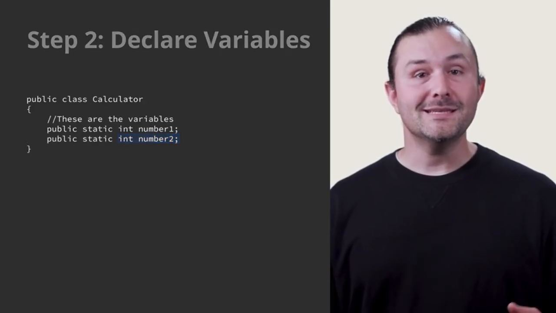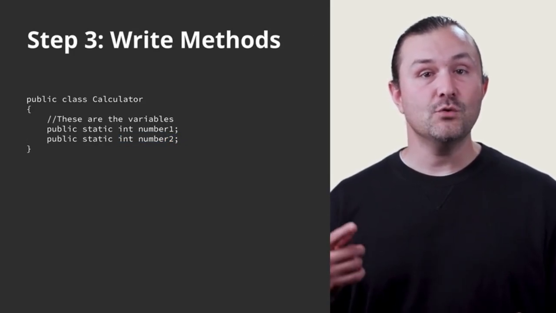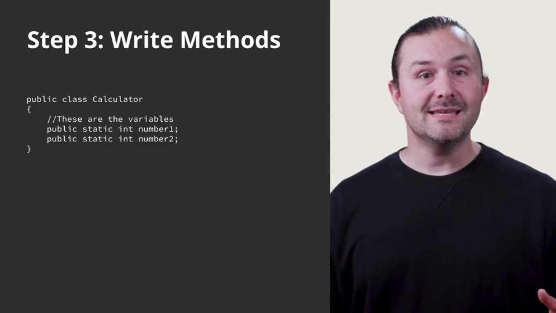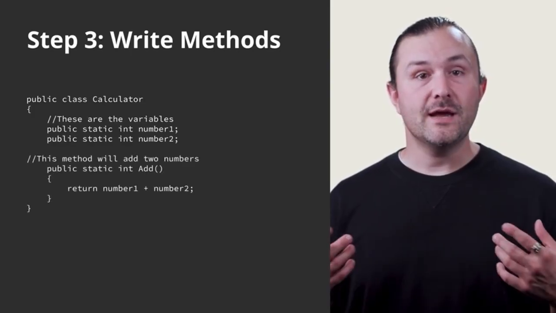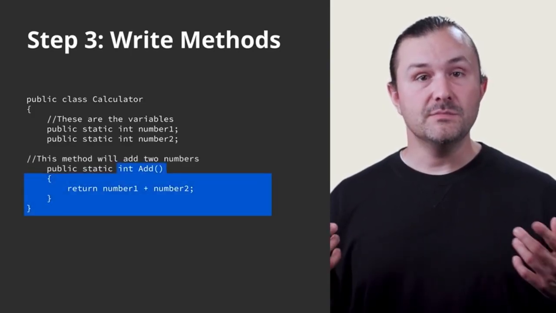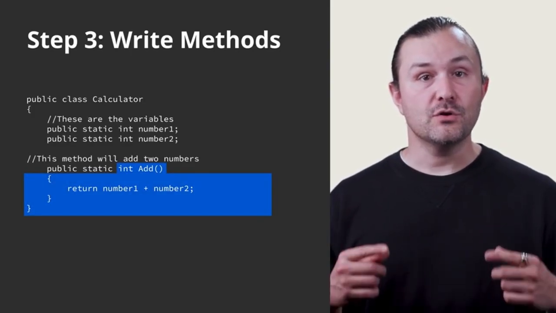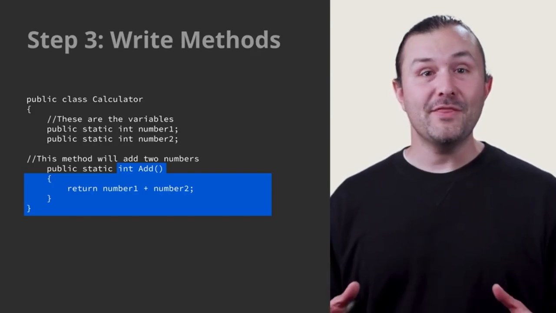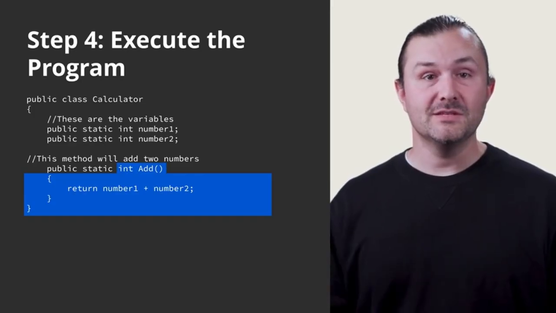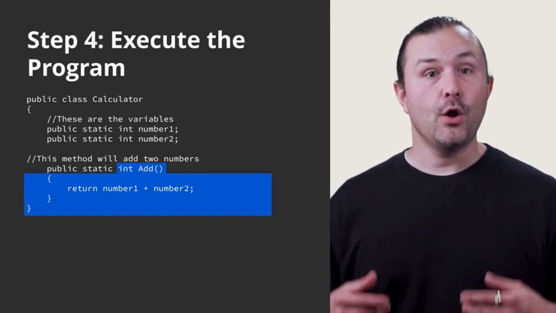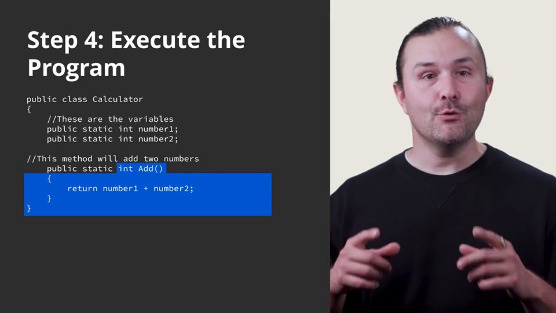With our variables in place, it's time to write a method that does the actual math. We'll create a method that takes two numbers as inputs and returns their sum. For this, we've created a method called add that sums number1 and number2 and returns the result. Now that we've got our method ready, it's time to see it in action. To do that, we'll need to write the main method inside our calculator class. This is where it all comes together. Let's take a look at how it works.